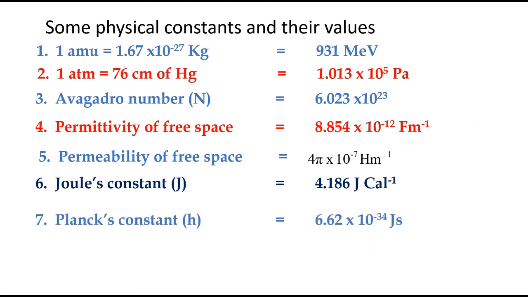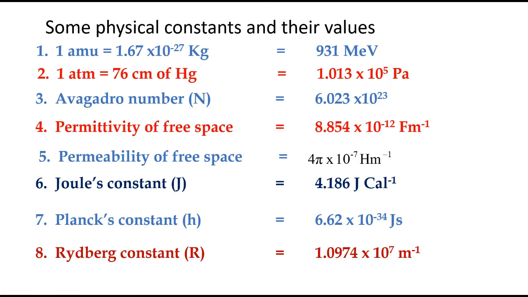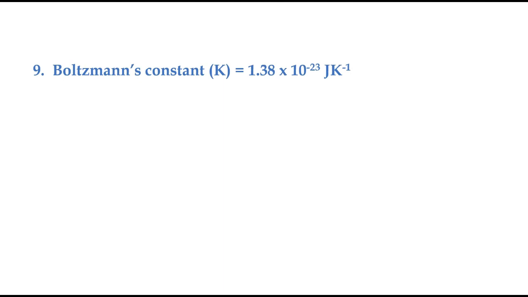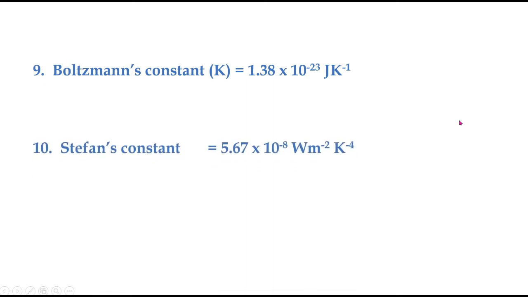Planck's constant h is 6.62 into 10 to the power minus 34 joule second. Rydberg constant capital R is 1.0974 into 10 to the power 7 per meter. Boltzmann's constant k is 1.38 into 10 to the power minus 23 joule per Kelvin. Stefan's constant value is 5.67 into 10 to the power minus 8 watt per meter square Kelvin to the power of 4. It is denoted by sigma.